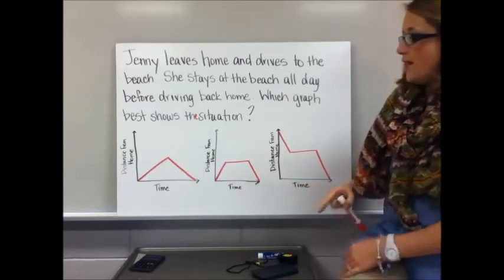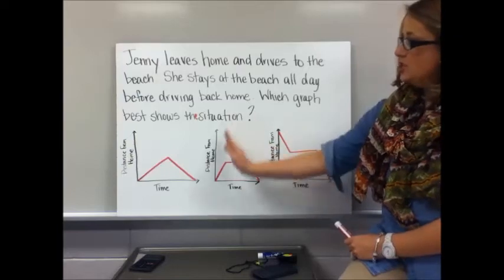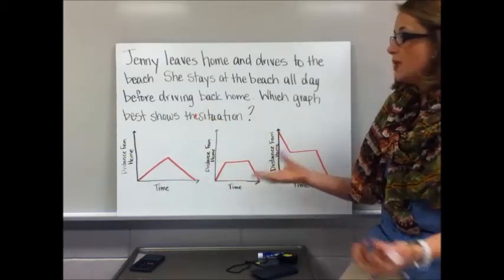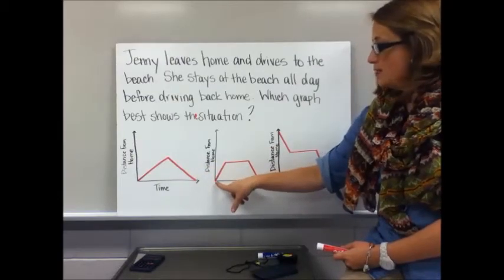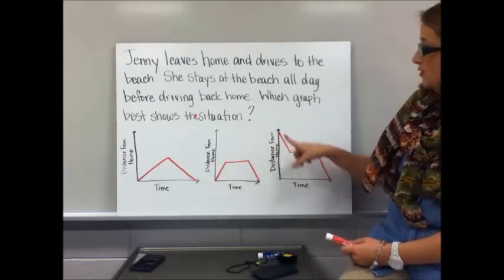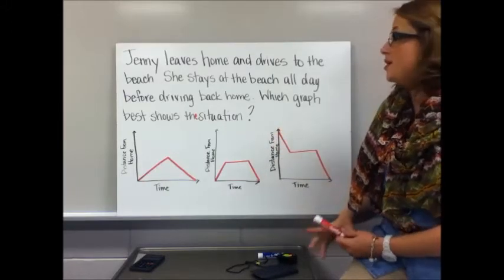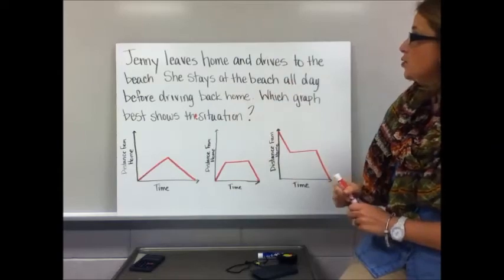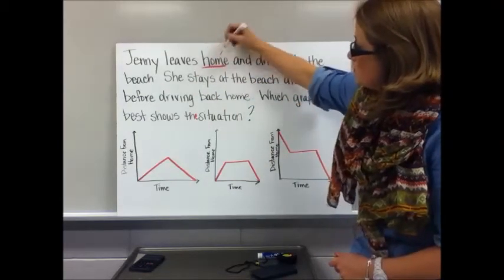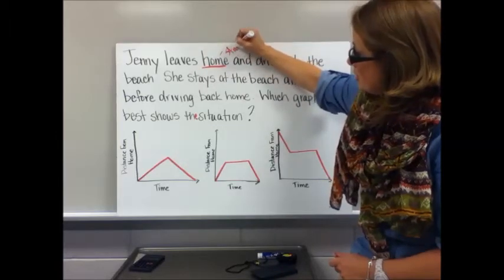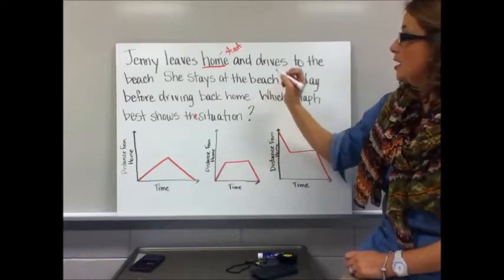So when we are matching the graphs, we want to look at the axis. They're each showing the time compared to Jenny's distance from home. So we need to see where it's starting from. These two graphs are starting at zero time and 0 distance from home, where this one is starting up really high, meaning that she's very far from home starting off. So if you go back to your story, she leaves home. So home is where she is starting, which her distance from home would be 0.